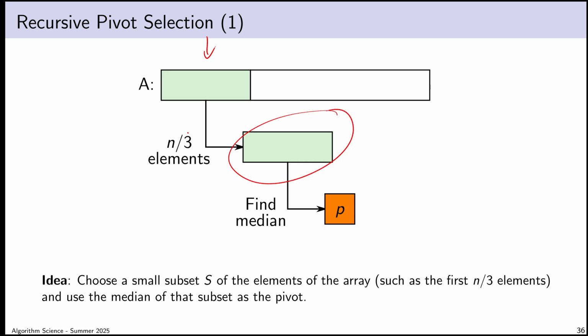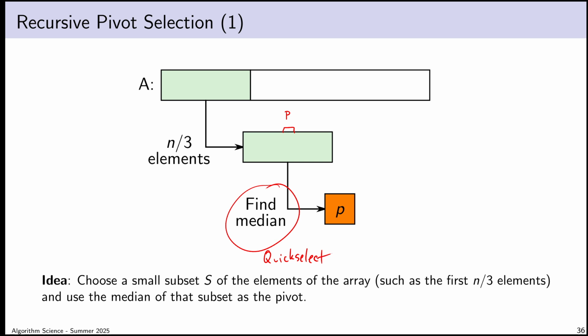And then I go and find the median of that n over 3 subset. So in other words, I find the thing that would appear in the middle if I were to sort it. And I wonder to myself, hey, how am I supposed to do that? Oh, right, aren't I in the middle of writing an algorithm to find medians? I mean, I could just recursively call Quickselect to find a median. Okay, that's a weird idea. Okay, so we'll hold that thought for a minute.